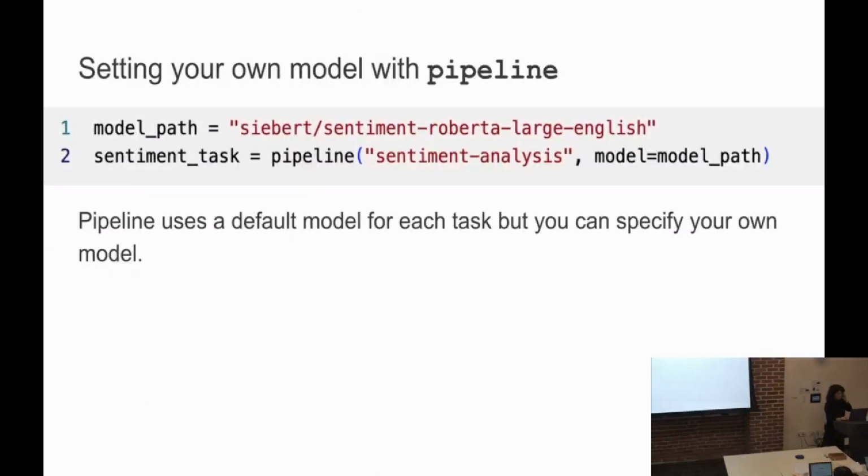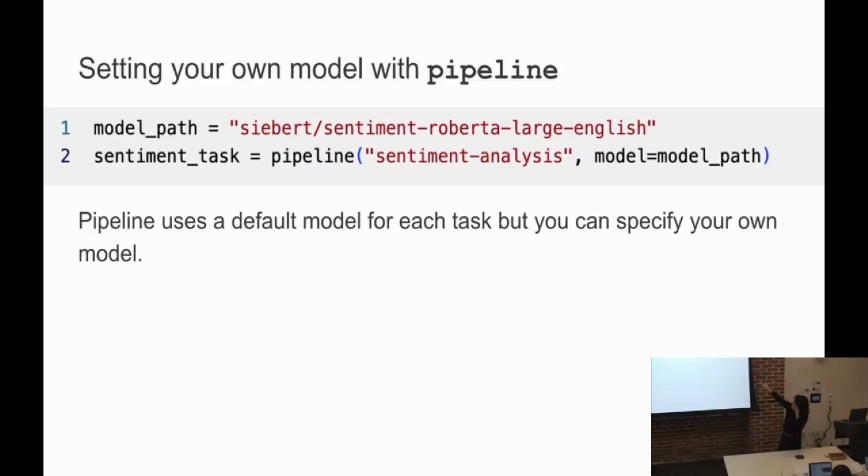So basically, okay, let's keep talking about pipelines, okay? Every task for this pipeline has a default model attached to it, and it's supposed to be a good model for that task. But it doesn't mean that you cannot play with different models. So for example, here I am specifying the model that I want to use, sentiment, Roberta, large, English. It sounds like a sentiment model to me, so I am going to try that.